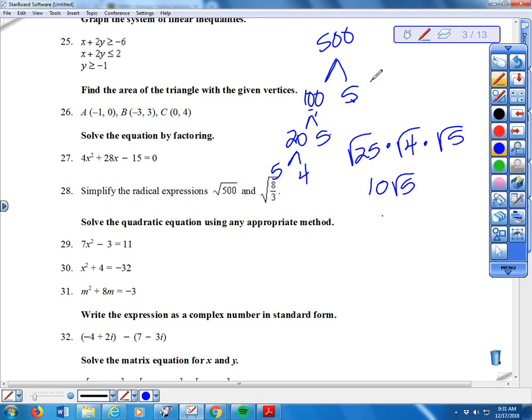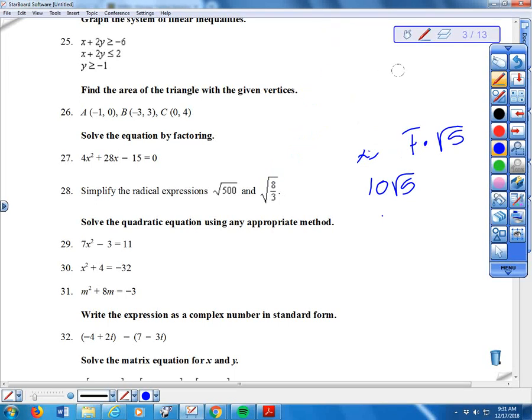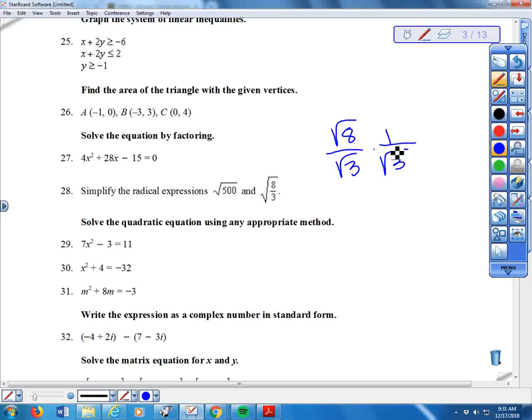Okay. Now the square root of 8 divided by the square root of 3, I have to rationalize the denominator. So I could break this apart like this. And I get the square root of 24 over 3. But the square root of 24 has a perfect square in it, 4. So 4 and 6. So 2 square roots of 6 over 3.